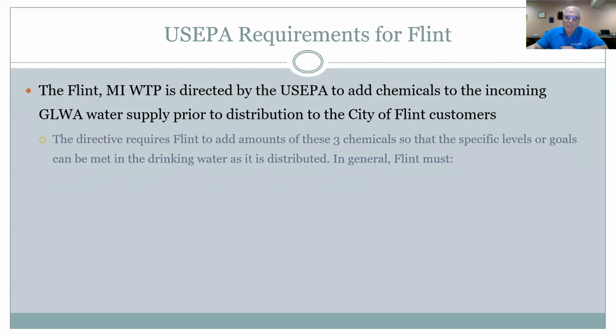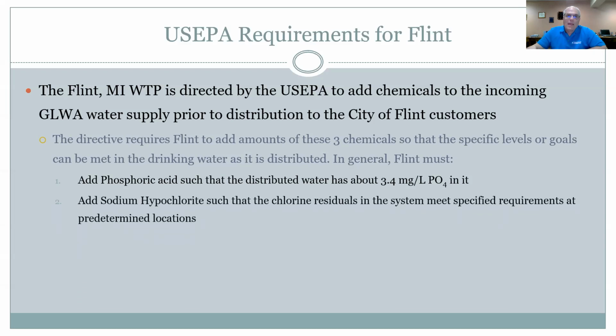And in general, they said they shall do this. They shall add phosphoric acid, such that the distributed water has about 3.4 milligrams per liter phosphate in it. They had to add sodium hypochlorite, such that the chlorine residuals in the system met specified requirements at predetermined locations. There were 12 or so locations, and they're too numerous to mention here, but they had to boost the chlorine. That's sufficient to say that.